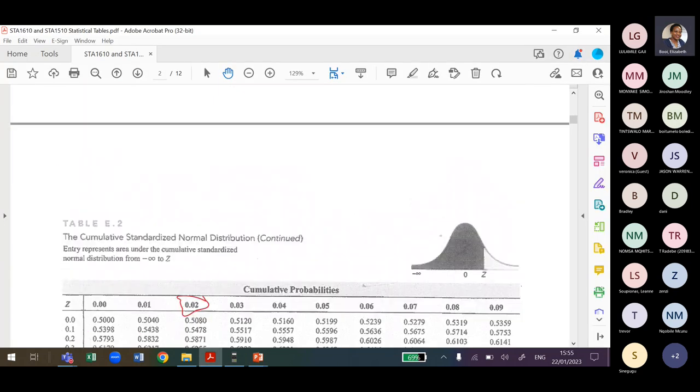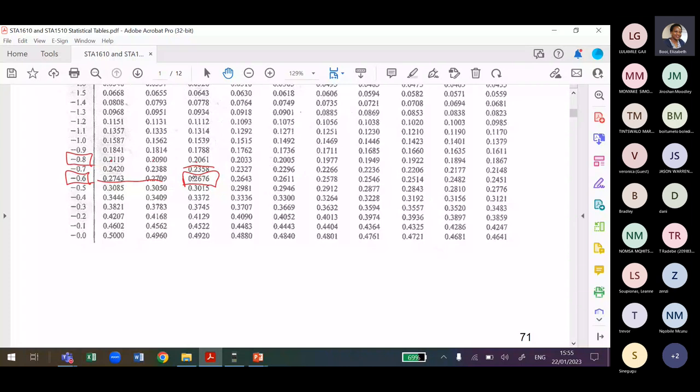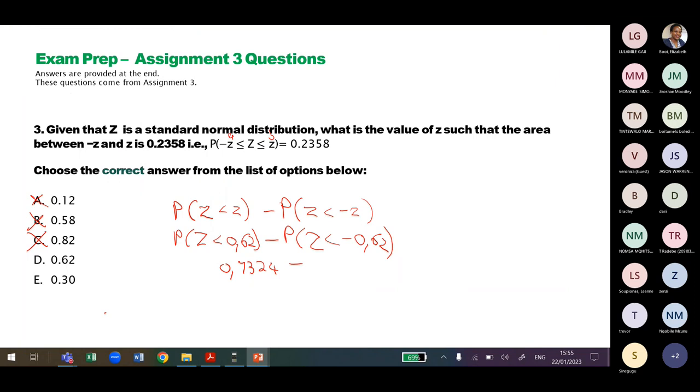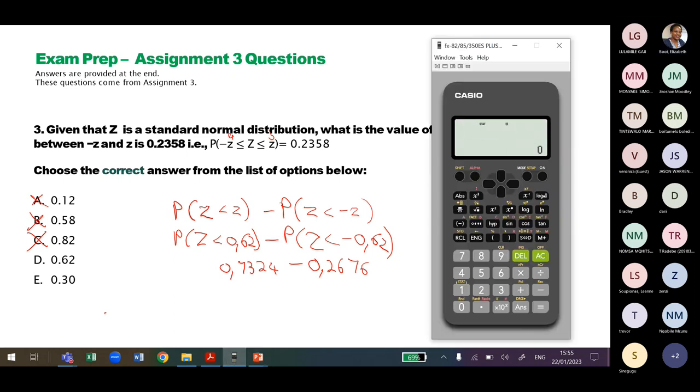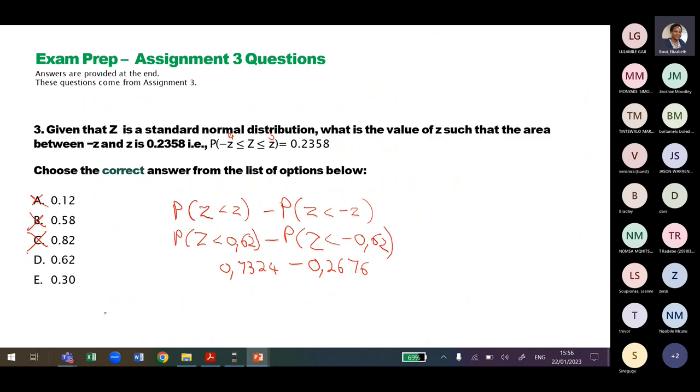0.7324 minus, go to the negative side of the table, we look for 0.2676, and let's calculate. 0.7324 minus 0.2676. Incorrect. Equals 0.4648. It is not correct.